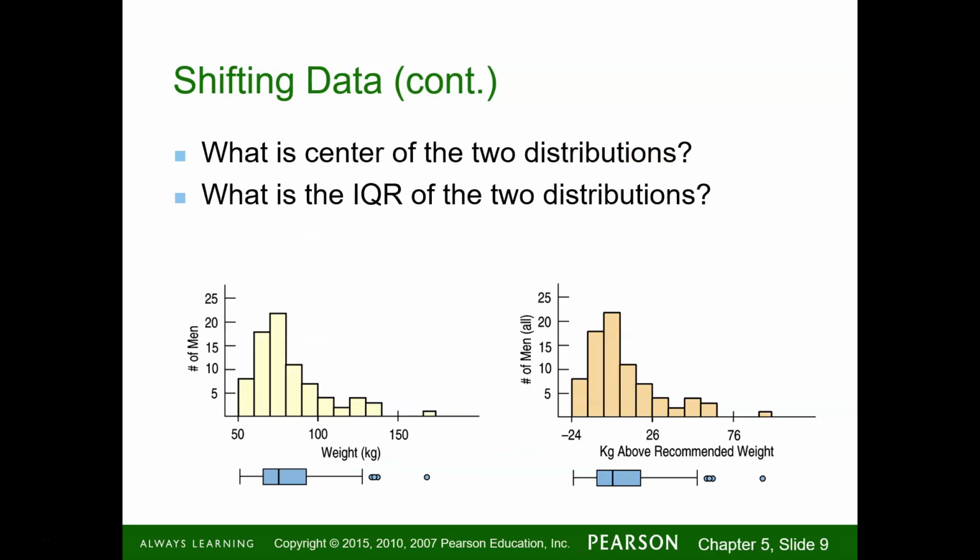So what is the center of the two distributions, and what is the IQR of the two distributions? The center, once again, is about 70, around here, 74. And in here it's about 0, because they made a shift to see how far you are from the average weight. All you did was shift the data over by 74. The IQR stayed exactly the same. So the IQR would be identical here. The size of that box would stay exactly the same.